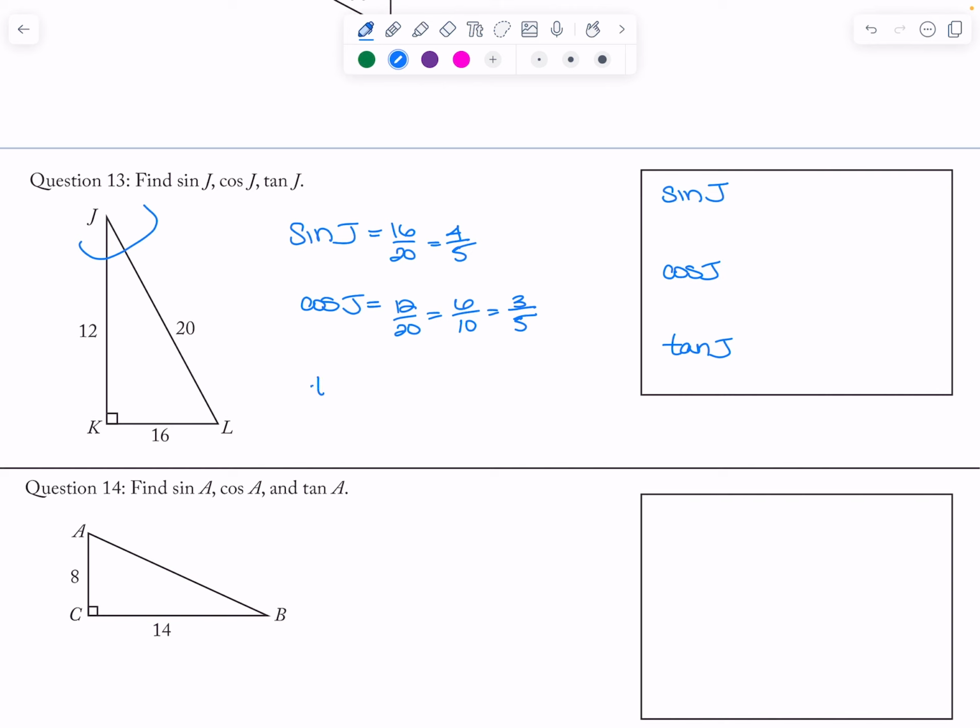Okay, and then tangent will be opposite over adjacent, so that's 8 over 6, which is 4 over 3. Okay, so my sine of j is 4 over 5. My cosine of j is 3 over 5, and my tangent of j is 4 over 3.